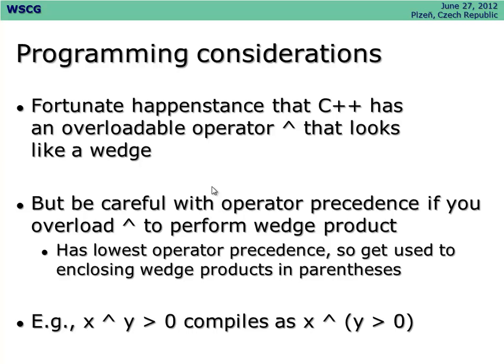So if we wanted to take intersections and unions among all those things, all we've got to do is multiply them together. But there's one thing we need to be careful of, and that's the fact that the bitwise operators have the lowest precedence of all operators, even lower than the relational operators. So if you were to write something like this and say, oh, I want to take the wedge product between x and y and see if it's greater than 0, the compiler will actually interpret it like this. It'll do the greater than operation first. So you're going to have to get used to putting parentheses around all of your wedge products if you decide to implement this.